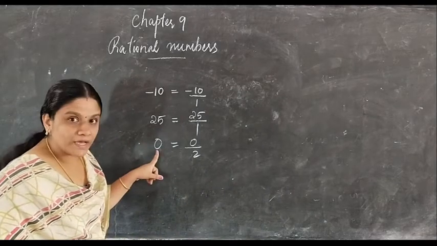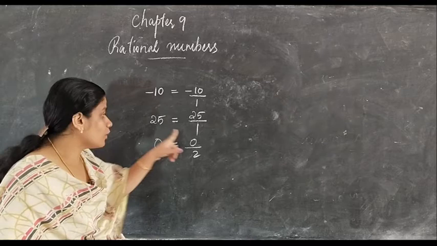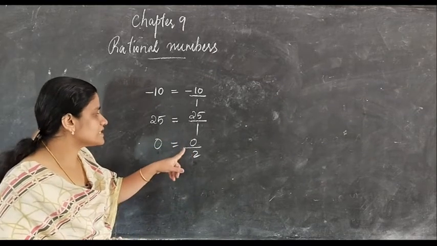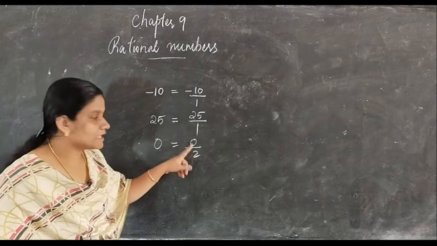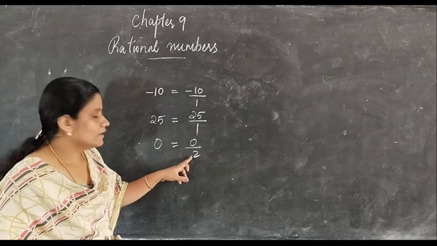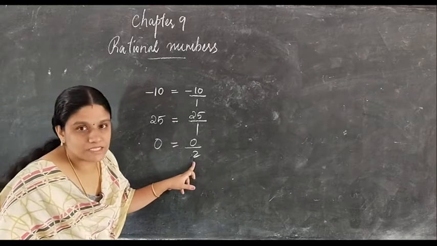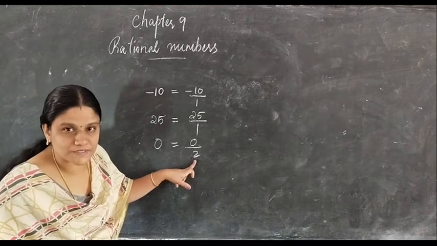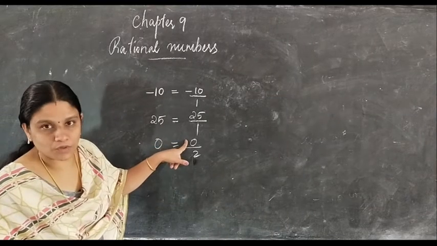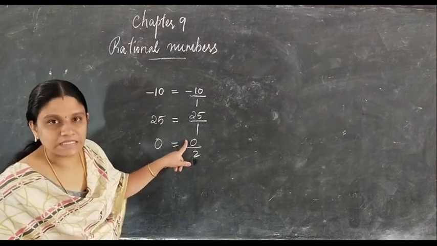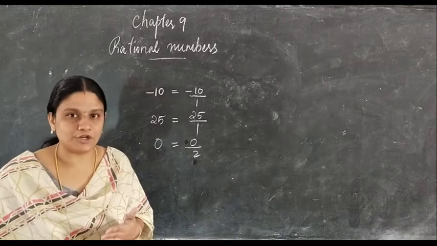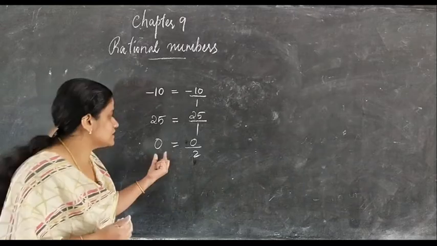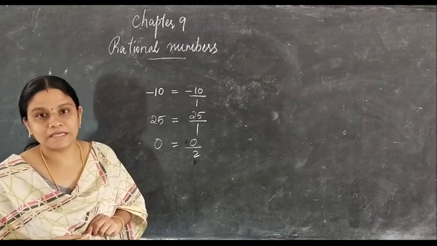So, it is a number that can be written in the form of P by Q. Now, you just see 0 is an integer, 2 is an integer, and Q is not equal to 0. They have given us the condition that Q should not be equal to 0. Here Q is not equal to 0, and here P is equal to 0. That is okay, because in the condition they didn't say P is not equal to 0. They have given only that Q should not be equal to 0. So this is a rational number.